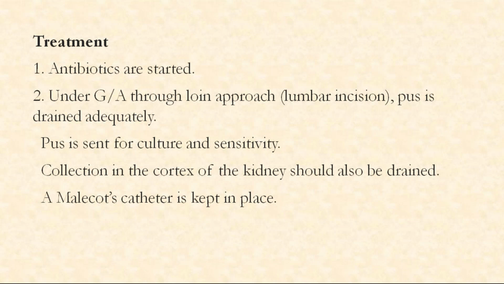The collection in the cortex of the kidney should also be drained through this incision. Sometimes a cortical abscess may also extend to the periphery of the kidney and may produce the perinephric abscess. So it is the pus present in the cortical region, and you can put a Malecot's catheter to maintain continuous drainage of the pus. This is the pattern of treatment for the perinephric abscess. Okay, we discussed pyonephrosis, carbuncle, and perinephric abscess.